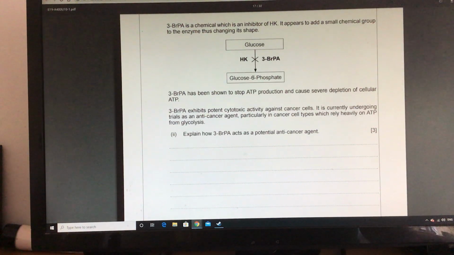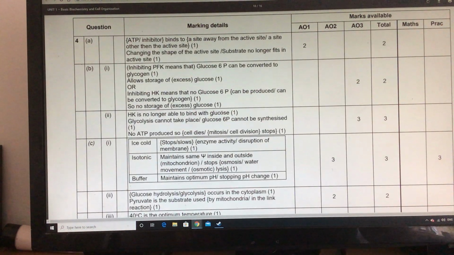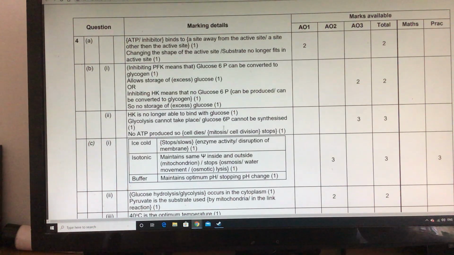All cells rely on this pathway. All cells do. However, cancer cells more than others. They rely heavily on ATP from glycolysis. So it's literally cell death. How does that work? If you're inhibiting this process, you're not going to get glucose 6-phosphate, which means you're not going to be able to continue the entire pathway. Let's have a look at the mark scheme together. So it's no longer able to bind with glucose because of that extra chemical that has been attached, and the active site has changed, which means glucose 6-phosphate can no longer be synthesized, and therefore no ATP is produced, which means that cells will die.